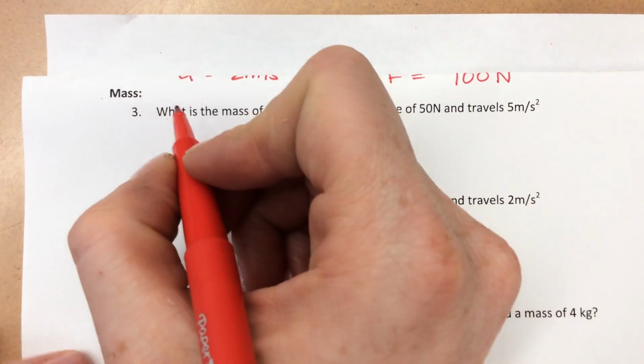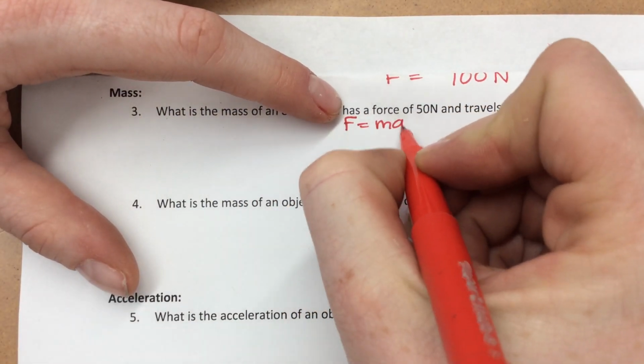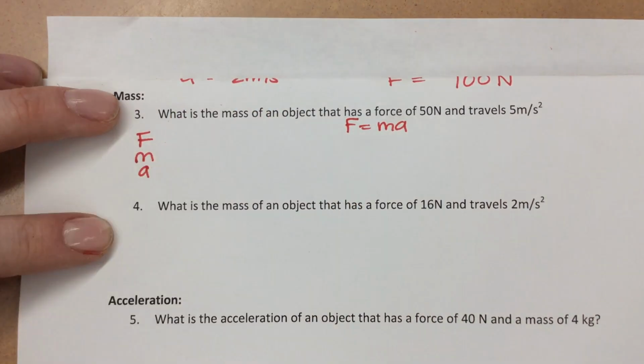Okay, I'm going to go ahead and start the same thing. I know that force is equal to mass times acceleration. I'm going to go ahead and write my F = ma on the side.